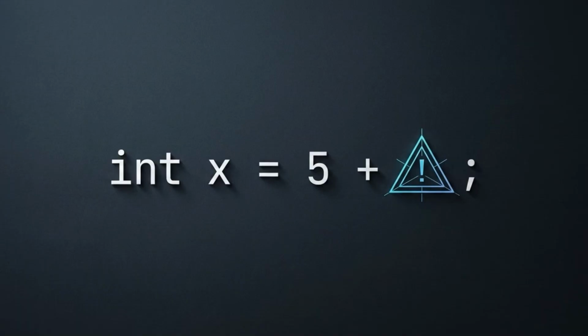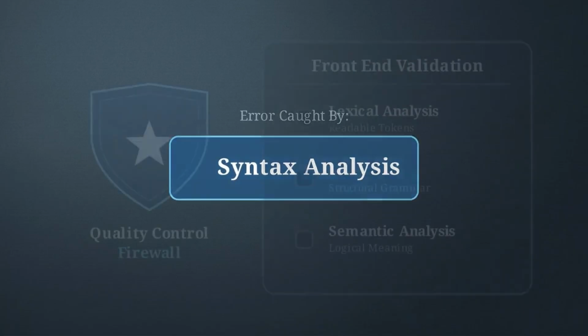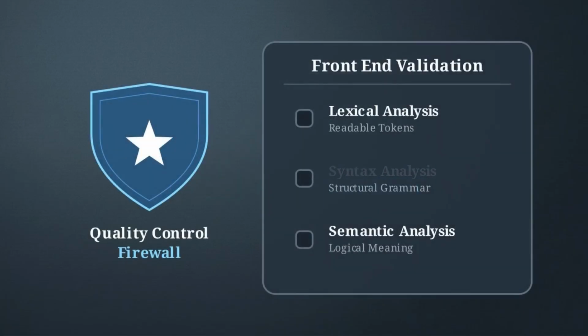Look at this code snippet. We have a missing value after the plus sign. Based on our pipeline, which phase stops the compilation here? That was a job for syntax analysis. These first 3 phases act as a quality control firewall, ensuring code is readable, structural, and logical.